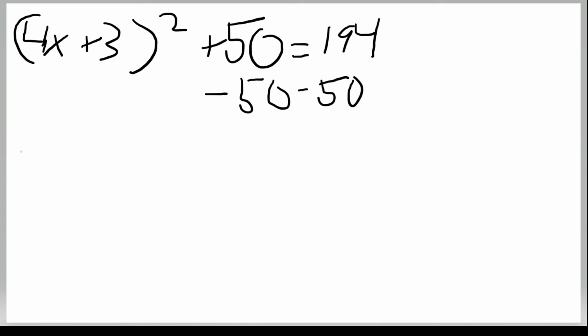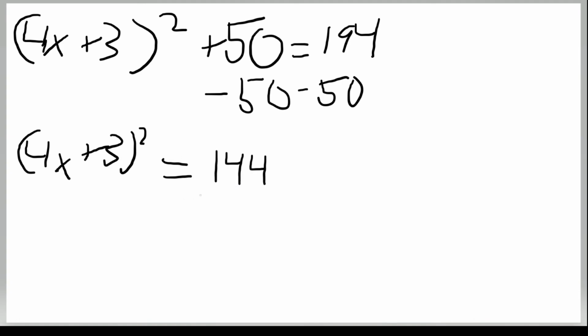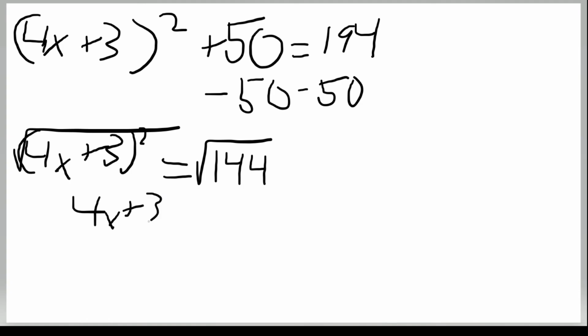So you should end up with (4x + 3) squared equals 144. Now, what you do is you just take the square roots of each. So now you have 4x plus 3 equals 12. But since it's a square root, it would be plus or minus 12.